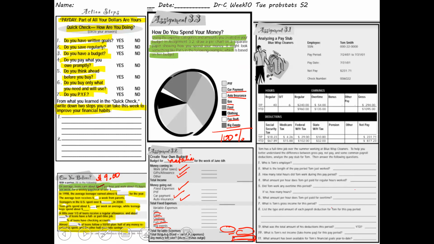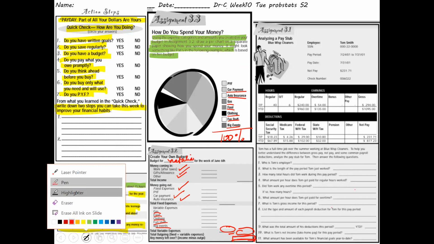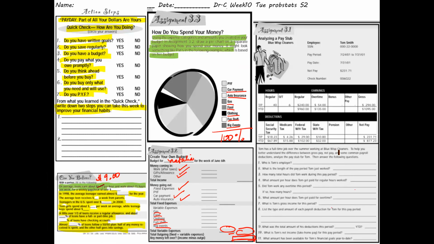I mean, most of you probably have a job or have at least at one point seen a pay stub. But looking at this right here, I want you to answer the following questions. It basically says, Tom has a full-time job over the summer working at the Blue Wisp Cleaner. To help you better understand the difference between gross pay, net pay, and some common payroll deductions, analyze the pay stub for Tom and then answer the following questions.